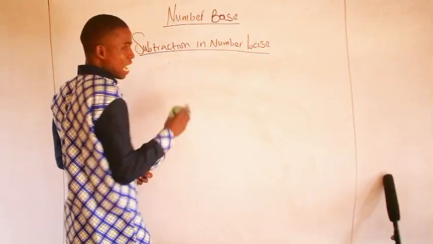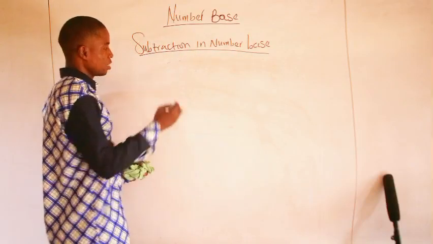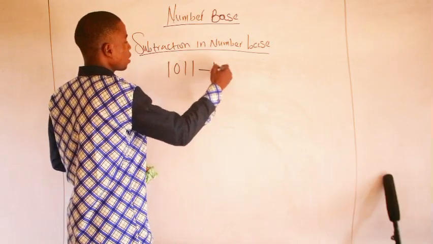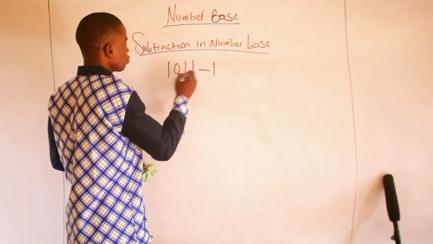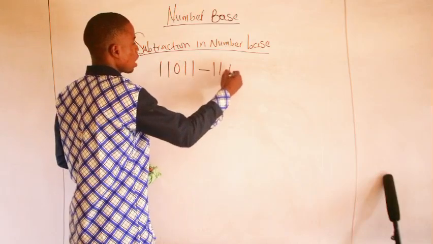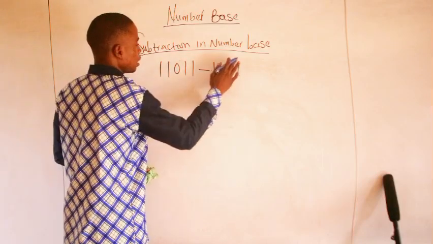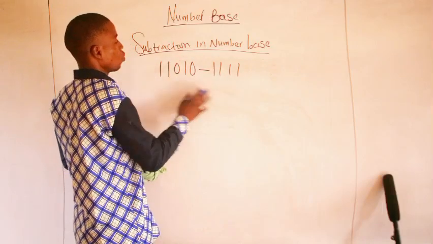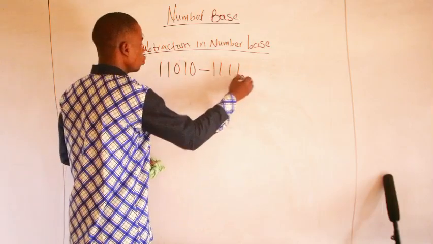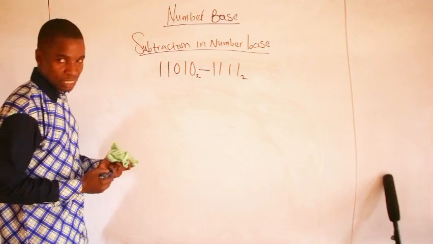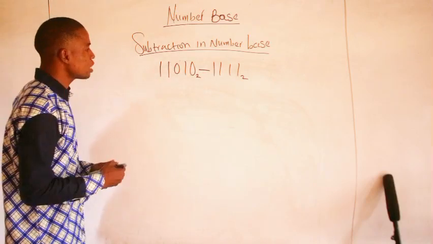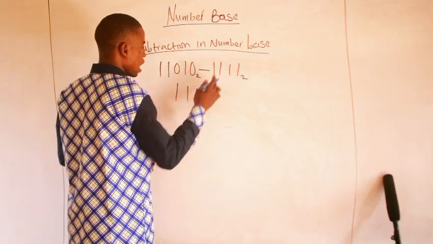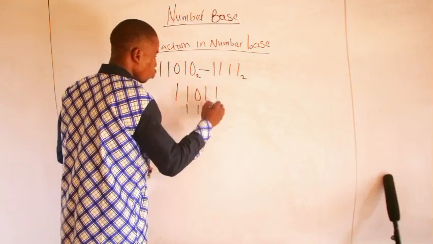It's the same thing. Any base, any state subtraction, like 1, 0, 1, 1 minus 1, 1, 1, 1. Base 2. How can we do this? Very simple as ABC. You do the same thing. 1, 1, 0, 1, 1 and 1, 1, 1, 1.